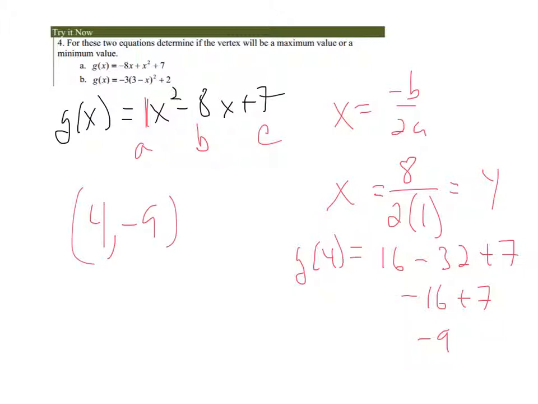Alrighty, and that we know is going to be a minimum because this parabola opens up, because that leading term is positive. So let's see, we've solved a quadratic equation by factoring or by quadratic formula. We found the vertex. We know whether it opens up or down, and we know whether the vertex is a minimum or maximum. I think that's about it.